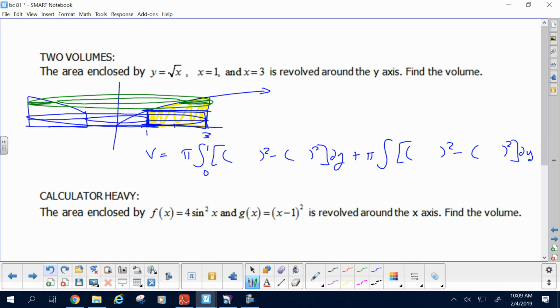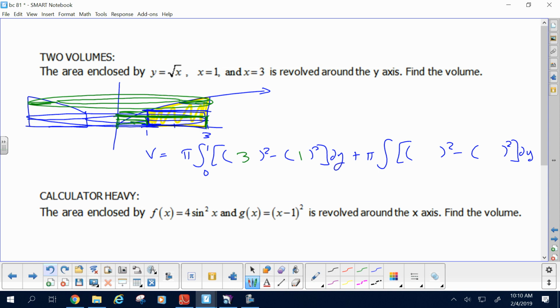Now for that lower region, what is big R? 3. And it's going to be 3 the whole time because the right edge is always the same. It's not changing. The axis of revolution is always the same. So big R is always 3. What about little r in that lower region of the graph? It's 1 every time. This is 1, this is 1, this is 1, always 1.